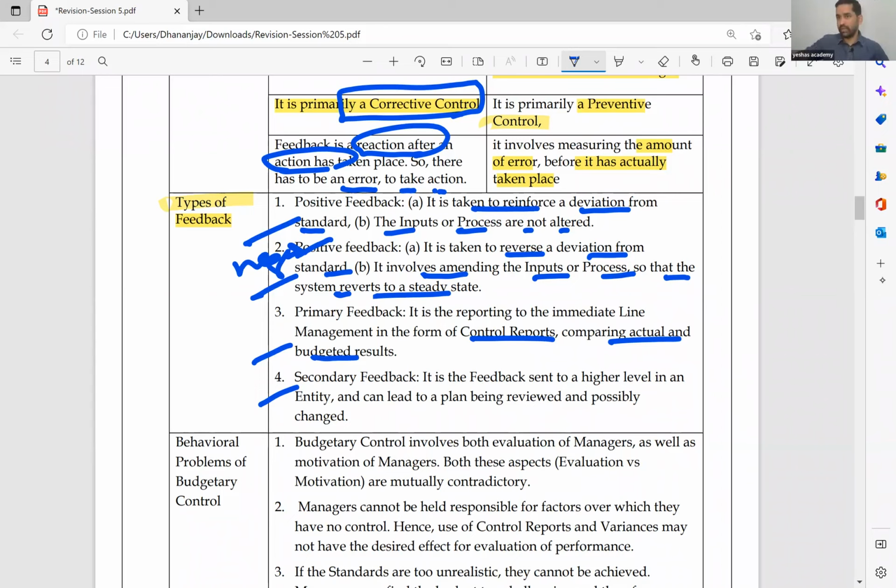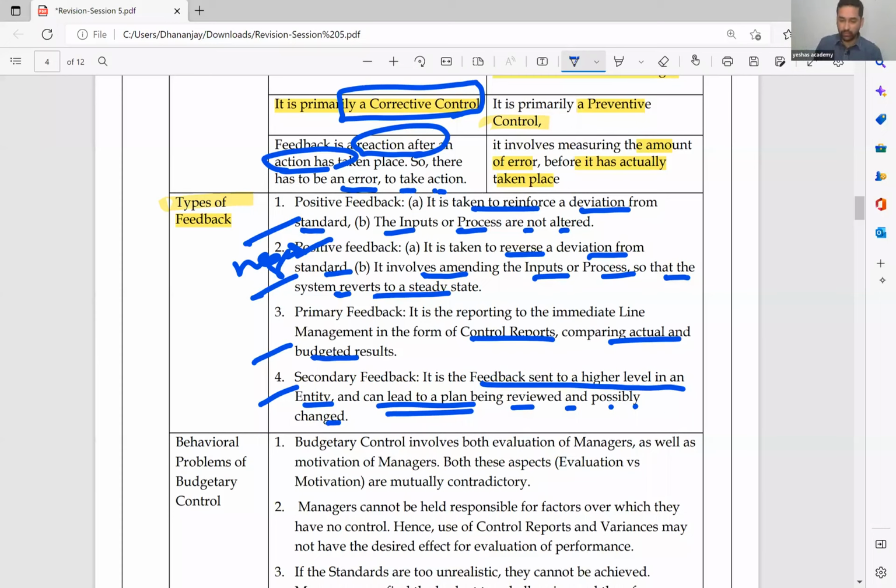So the primary feedback is taken at an operational level by the machine worker, by his supervisor, by the immediate manager. Secondary feedback is the feedback that is given to the top management that may create a big change in the overall budget itself, may have to change the overall company's policy itself. Unless the matter goes to the top level, understand overall policy level change will not happen.